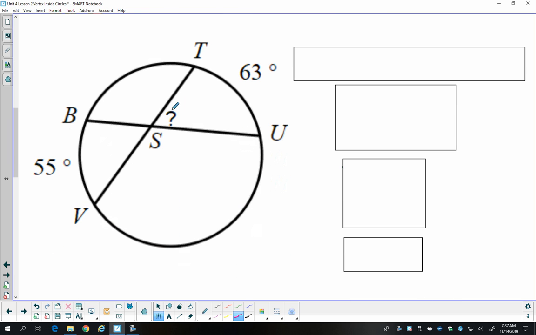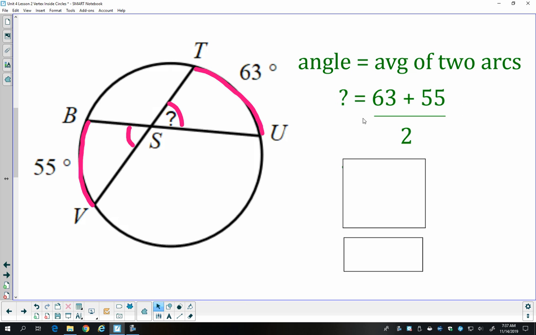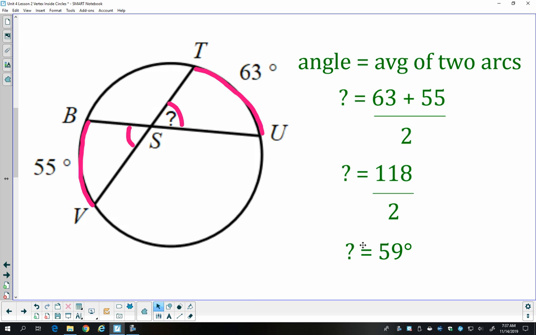I'll do a similar one. I'm looking for that angle which intercepts that arc. Its vertical angle over here intercepts that arc. And so again, the relationship is that the angle is the average of the two arcs, and write it down every time and you'll remember it. I'm going to plug in and simplify to find that angle to be 59. So both of these vertical angles here are 59 degrees.